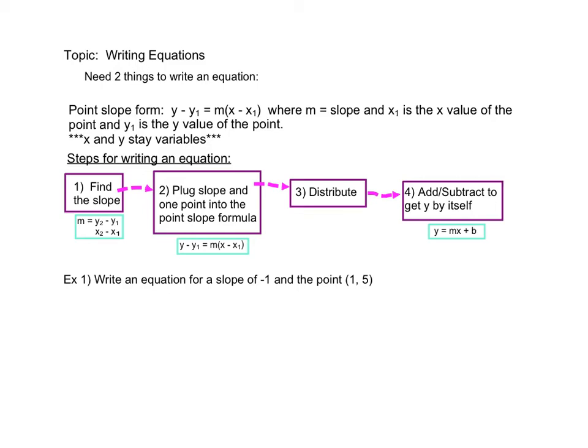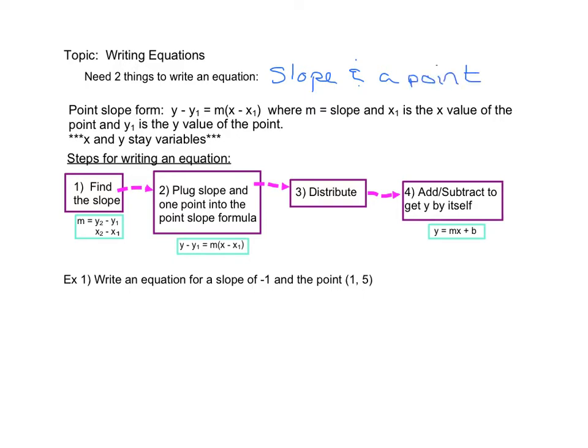So far, we have looked at gaining information from a given equation. Now we're going to take some information and use it to write an equation. We are going to need two things to write an equation. You're going to hear me say this over and over again through the remainder of the unit, and those two things are a slope and a point.